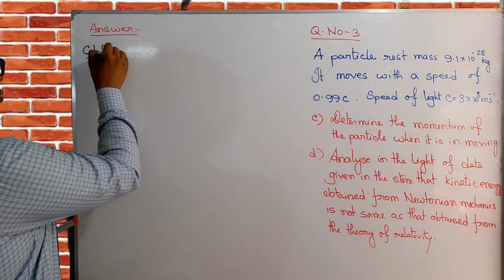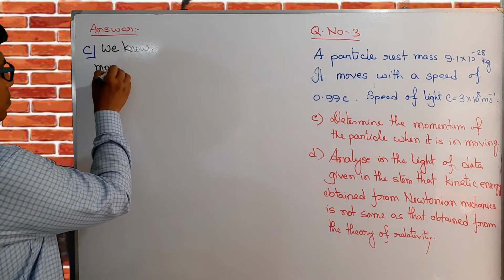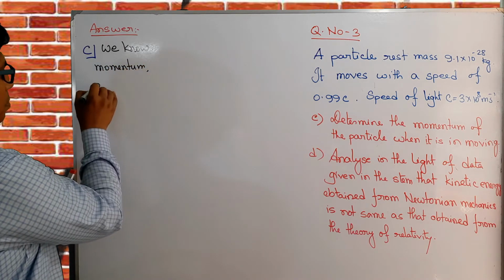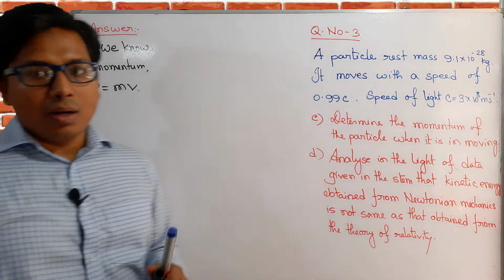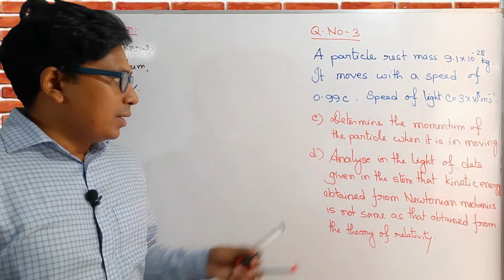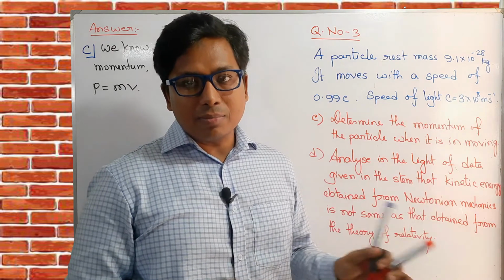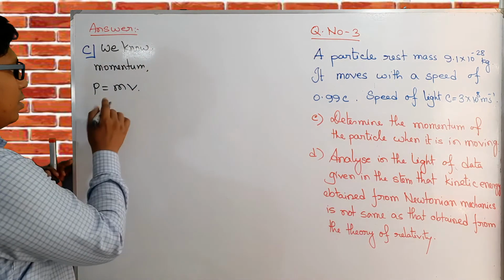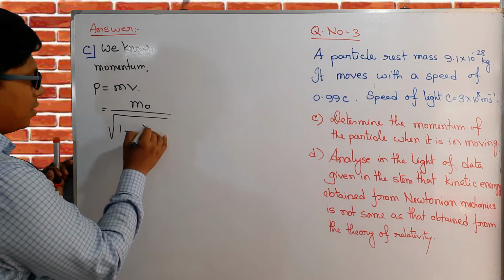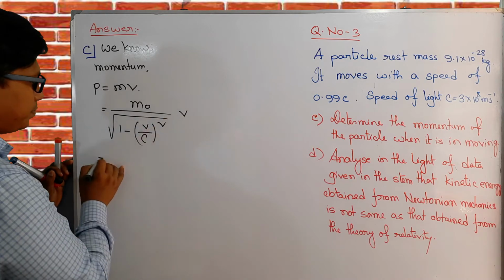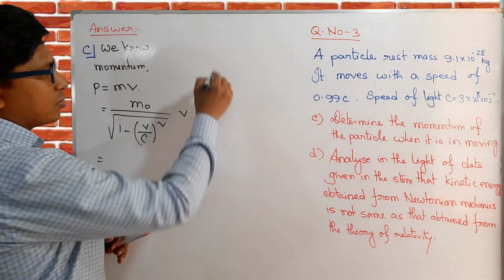We know momentum P equals mv. M is the mass, and which type of mass is the question now. When it is moving, the momentum needs to be found in the moving condition, for the moving observer. That means this mass is the moving mass, and we know the equation of the moving mass is m naught over root of 1 minus v by c whole square. M naught is the rest mass. The rest mass is also given, 9.1 into 10 to the power minus 28 here.